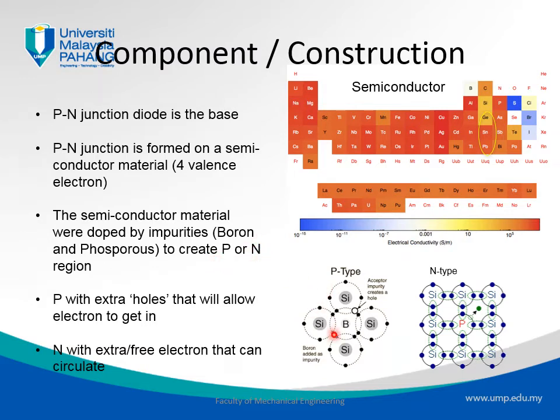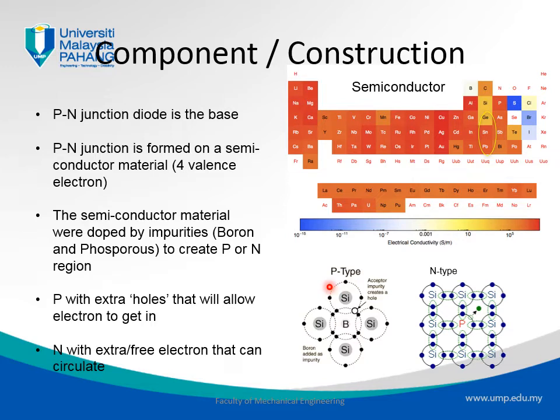If you look here, if we inject boron, boron is a material with 3 valence electrons. When it is injected into the semiconductor, it creates a free space where an electron can move in. This free space is what we call a hole. So by injecting boron into silicium, into the semiconductor, we create holes where electrons can move in. That's what we call a p-type.